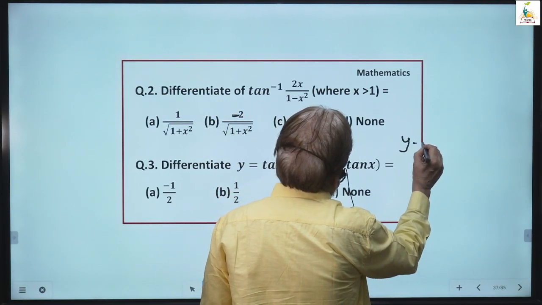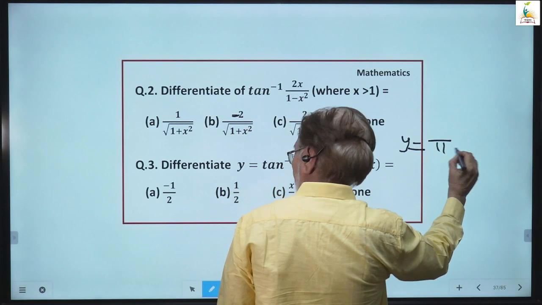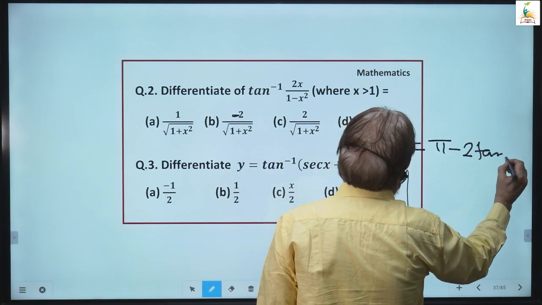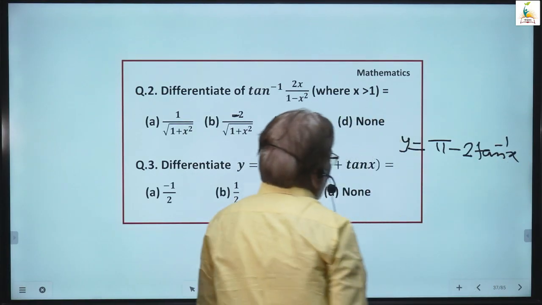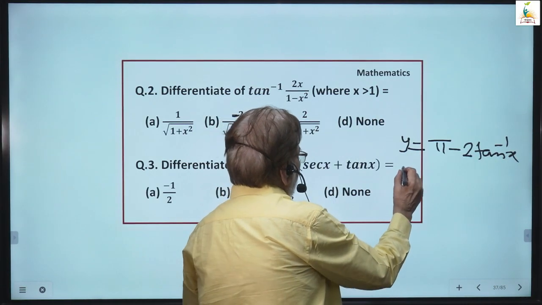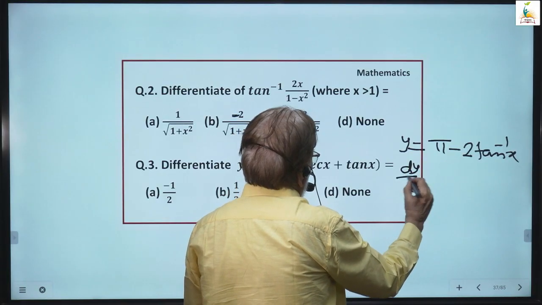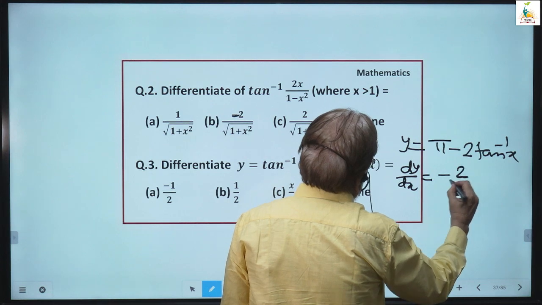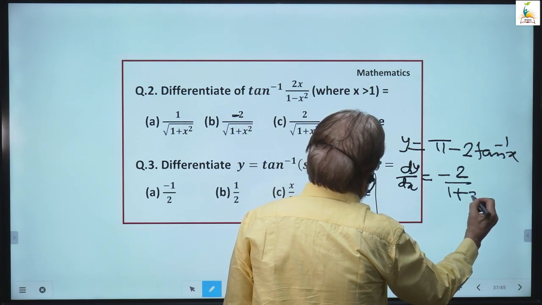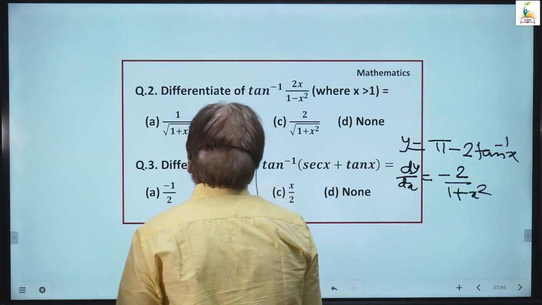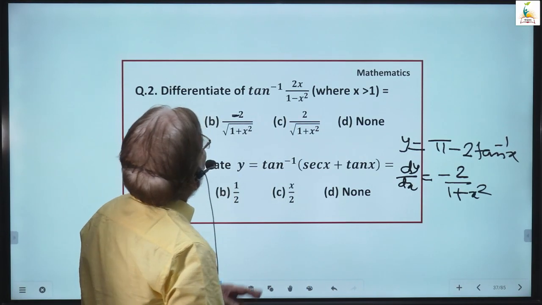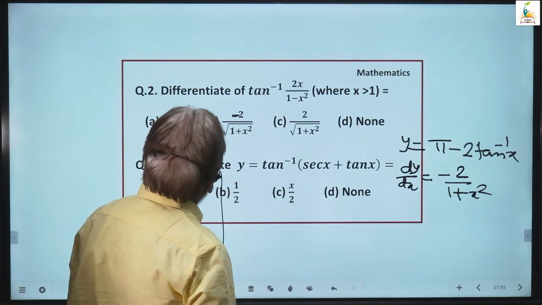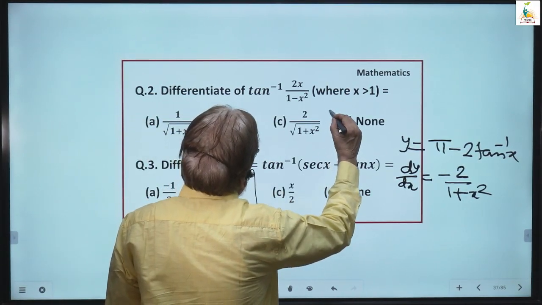So y will be equal to pi minus 2 tan inverse x. If you differentiate it, dy upon dx will be equal to minus 2 upon 1 plus x square. So out of these, no answer is here, so it will be none.